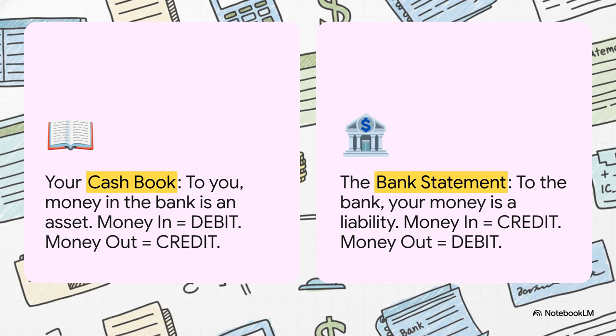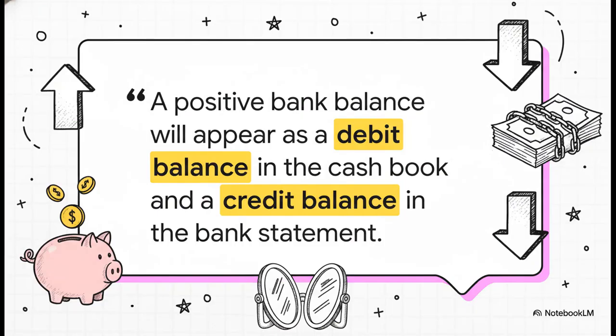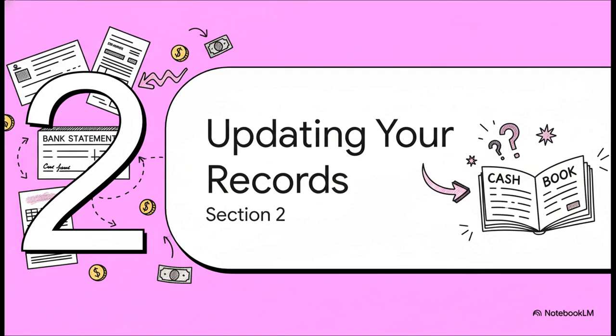And that's why the accounting looks completely backward. When money comes in, you debit your cash book because your asset went up. But the bank, they credit your account because their liability to you just went up. It's the exact same event, just seen from two totally opposite points of view. So that's the absolute key right there, this difference in perspective. What you see as a plus, they see as something they owe. And once you really get that mirror image relationship, I'm telling you, the rest of this whole puzzle just starts to click into place.